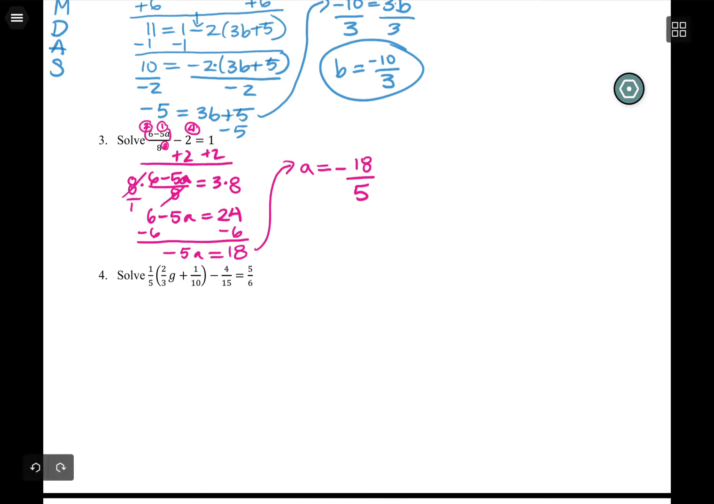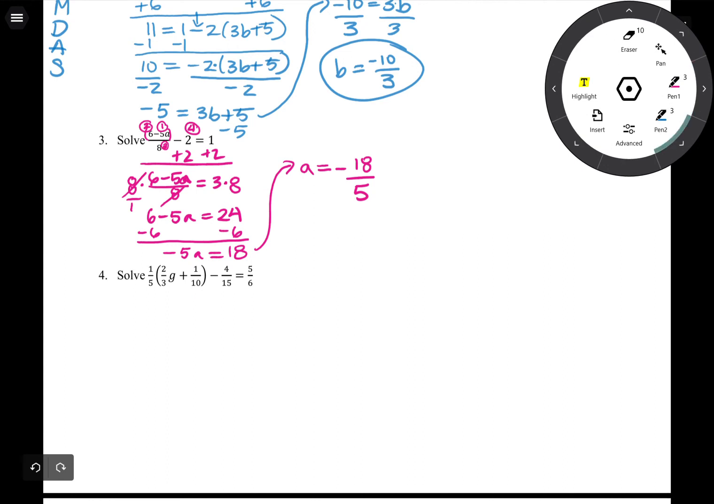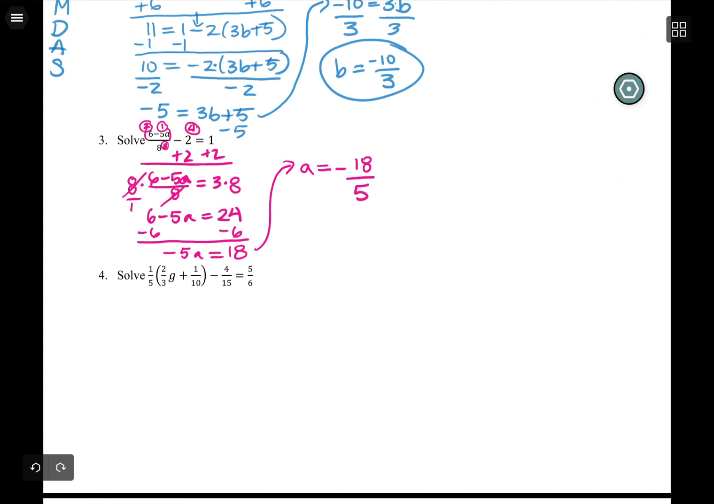Okay, last one, and it's a mess. If you haven't already, this would be a great one to pause and see how far you can get into it. And then you can come back and watch. But remember, I am going to do it the order of operations way, not the only choice.